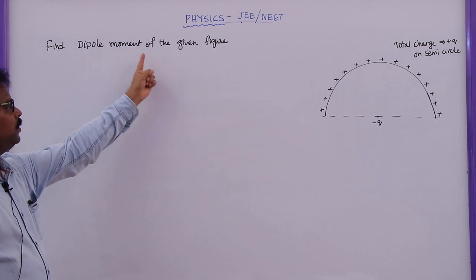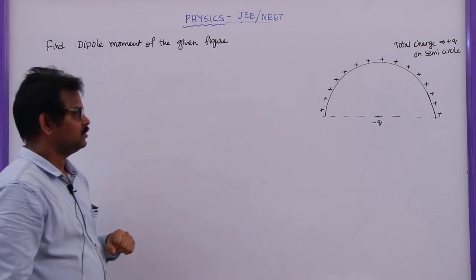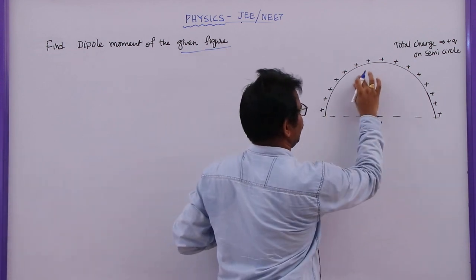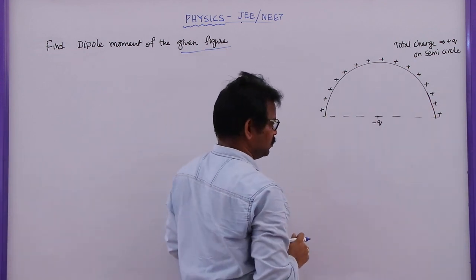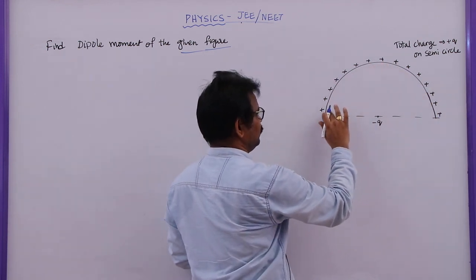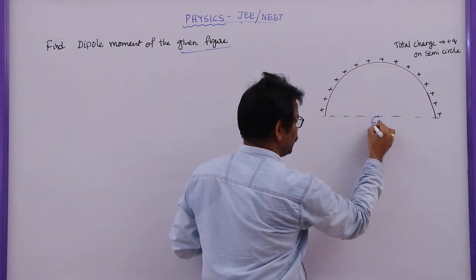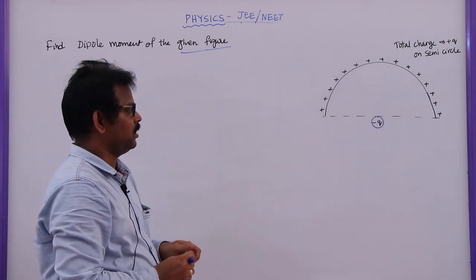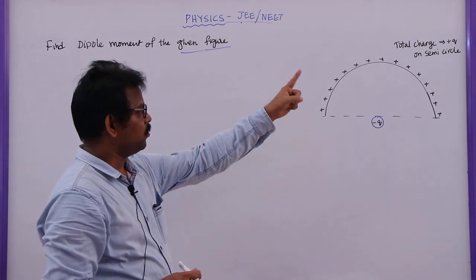Find the dipole moment of the given system. In the given figure, I have taken a semicircular portion that is charged positively throughout its length, and I have taken a negative charge at the center of this semicircular ring. Now, what is the dipole moment of this system?